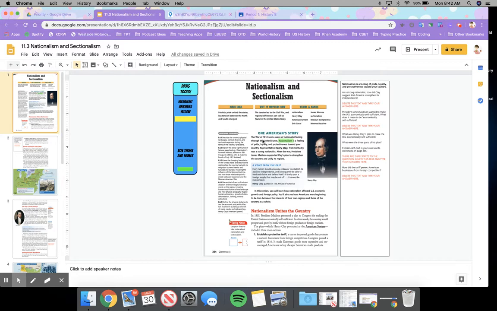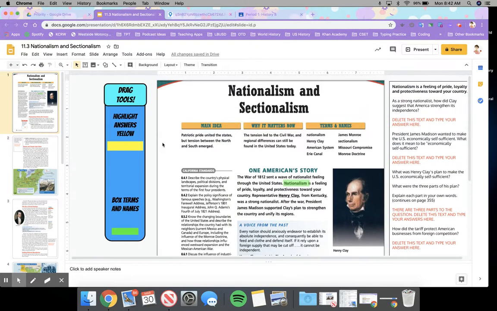So the main idea of nationalism and sectionalism, I'm just going to read it. It's right here. Before I do that, I'm going to make my text a little bigger. Okay. Patriotic pride united the states, but tension between the North and South emerged. So at this time, we didn't really have a northern region, a southern region, an eastern, and a western region. It was mostly just the North and the South. Okay, we weren't divided into regions quite yet, the 4 different regions.